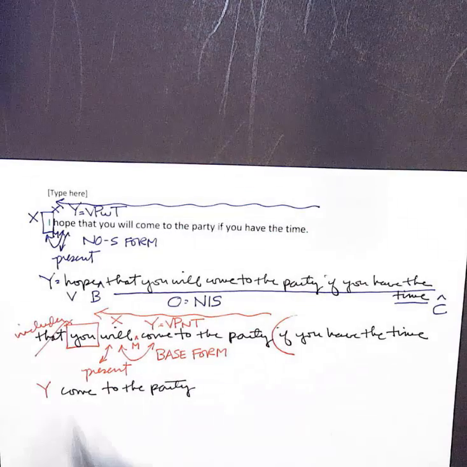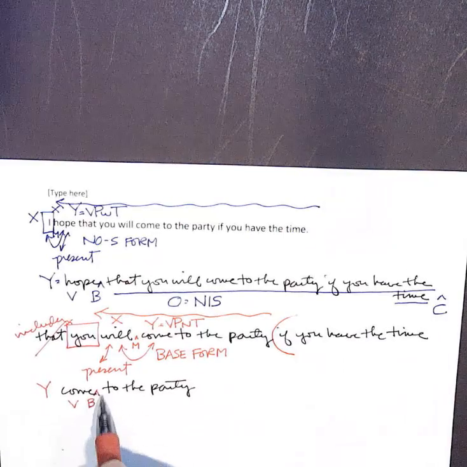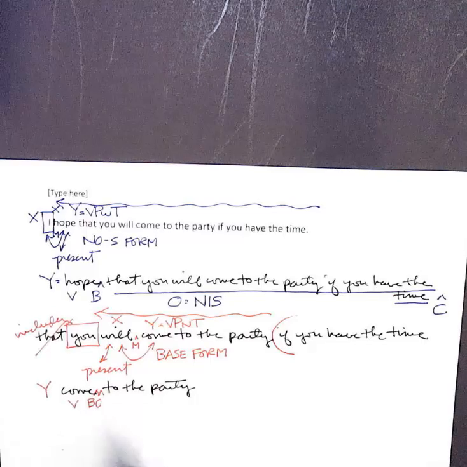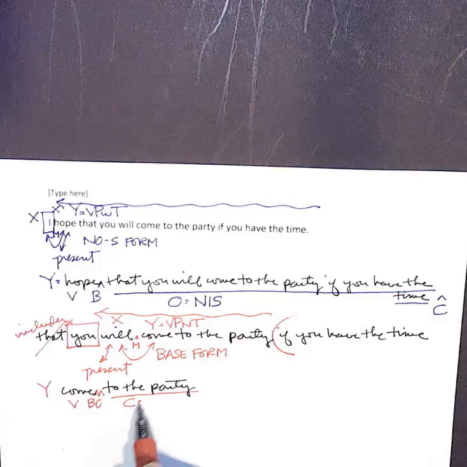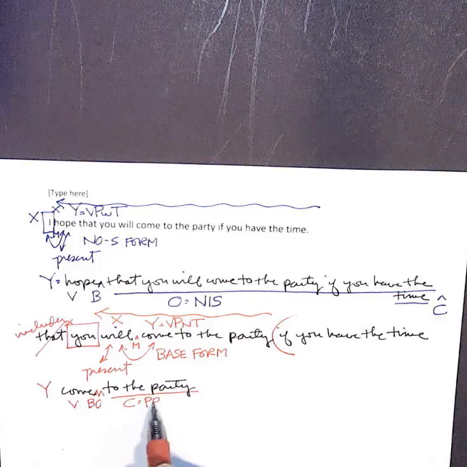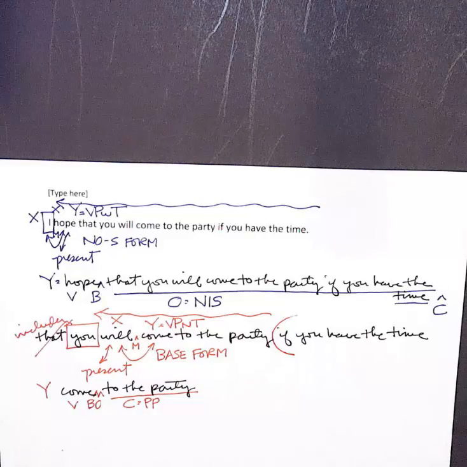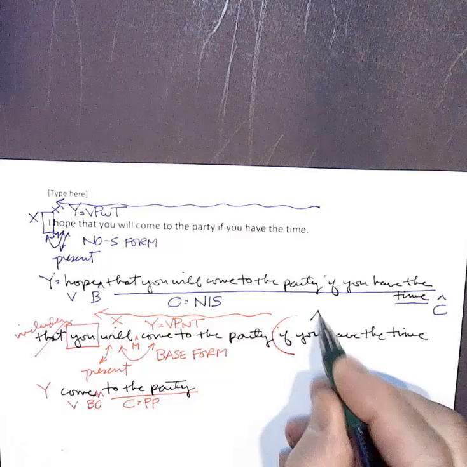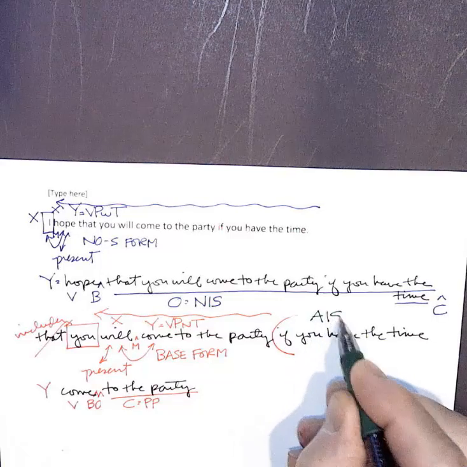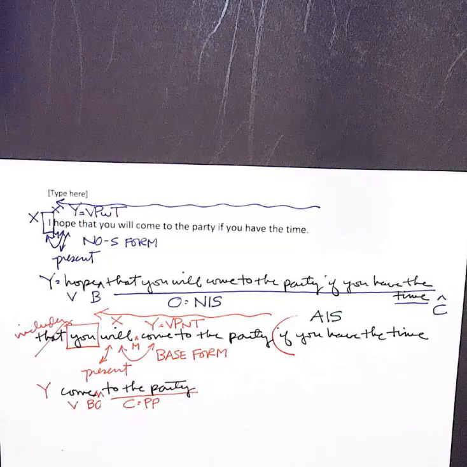And come is the verb. Particle place is empty. Object place is empty. And to the party is the complement. It's a prepositional phrase. Now, let's take a look at our shifter. If you have the time is an adverbial included sentence because it's in the shifter place. So, let's rewrite it.